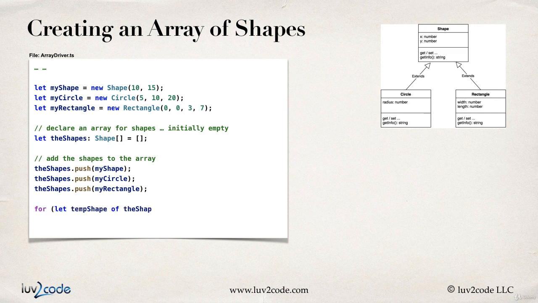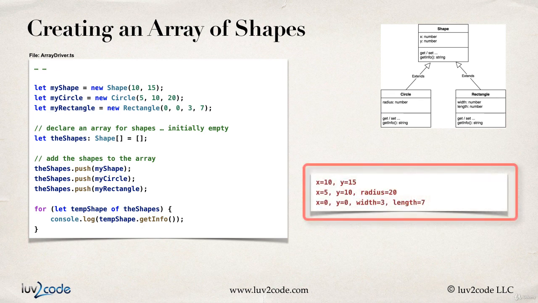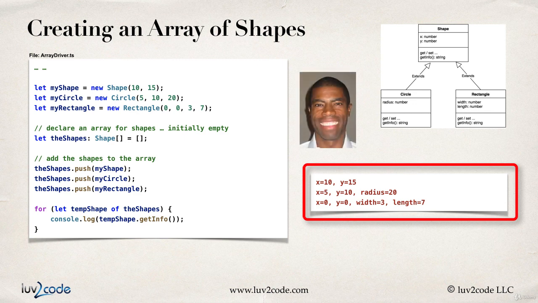Then I'll set up a for loop here. I'll say let temp shape of the shapes, and I'll do a console.log temp shape.getInfo. Here's the output. We get the info for my shape, then my circle, and then finally my rectangle. Okay, great. Let's move into our IDE and test out this code.